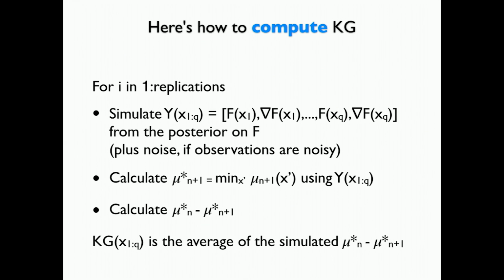I'll just say a little bit about computation, where the way in which we compute and optimize the knowledge gradient acquisition function builds quite substantially on the way that I described how we optimize the parallel EI. So here's how we can compute it.